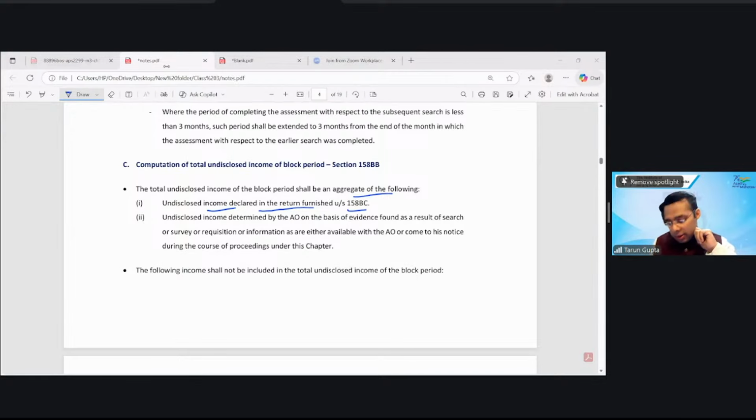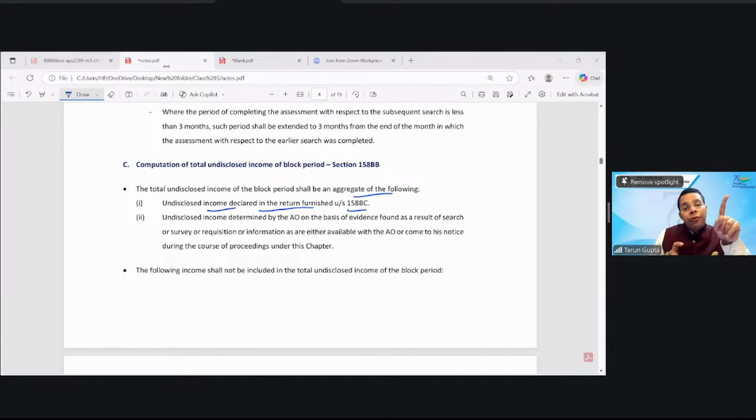So Geeta ma'am is asking whether surcharge and cess shall also apply on this 60%. See, there is not a big clarity on whether they shall apply or not. The ICAI module said it shall apply. So we'll go with whatever the ICAI says, it shall apply. Okay.